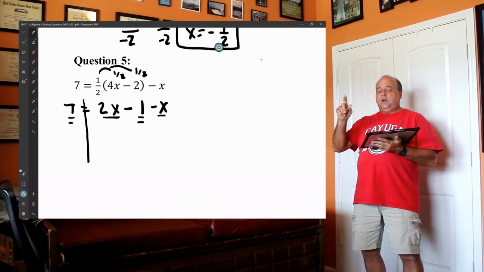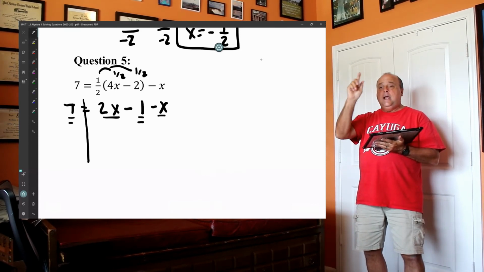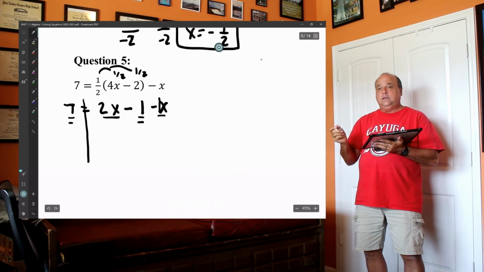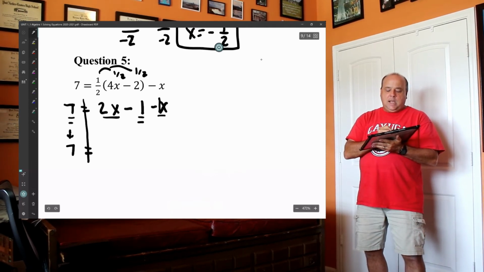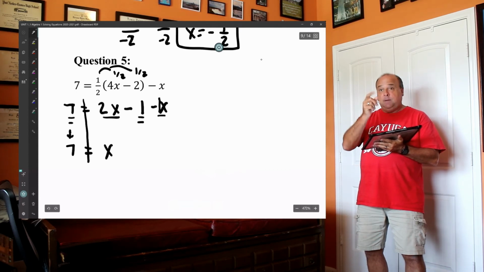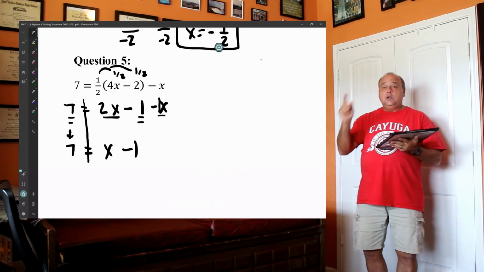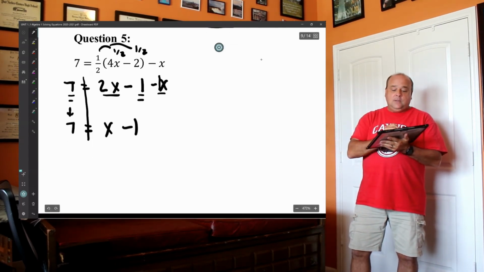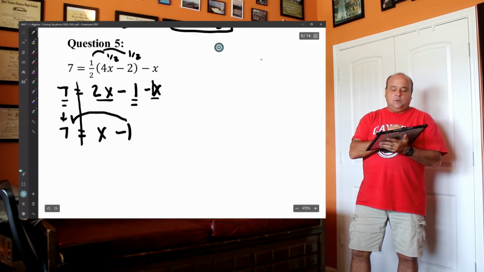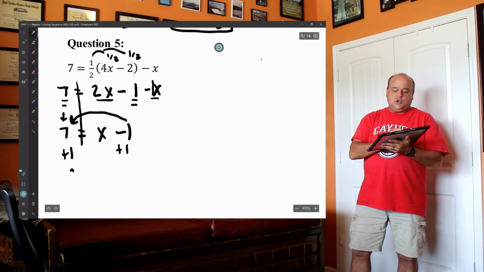I got to combine the variables, don't I? All the letters are on the same side, so I'm just going to group. I have more 2's than 1's. So 2 minus 1 is 1, so the 7 will drop. I'm going to have 1x or x and then minus 1. So I have 7 equals x minus 1. Notice on this problem there's no coefficient, so we don't have to divide. The letter's on the right, so the numbers move to the left, don't they? The opposite of minus 1 is plus 1, so my answer is going to be 8 equals x.